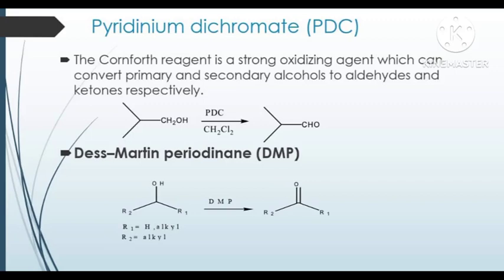Further, we have Dess-Martin periodinane. Dess-Martin periodinane is a widely used reagent for the mild oxidation of alcohols to aldehydes and ketones. The neutral conditions of the oxidation reactions make DMP, that is Dess-Martin periodinane, a suitable choice in the synthesis of sensitive, functionally complex intermediates.